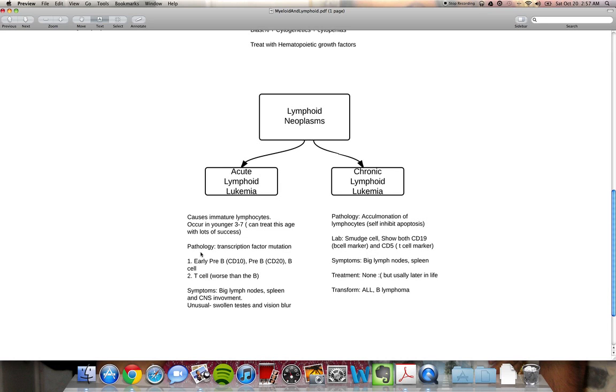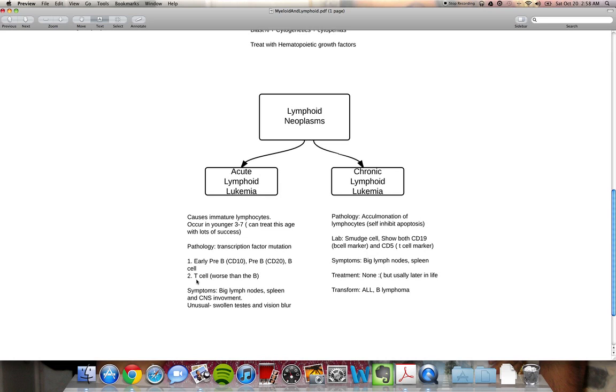Now there's a couple different ones, because remember, lymphoid, you're going to make B and T cells. So it can affect it early in the early pre-B cell stage, and that's going to happen in the bone marrow. And if we want to do flow cytometry, we can use CD10. It can affect in the pre-B stage, and we can use CD20, and it can affect the B cell. And again, this is all proliferating. 2, it can affect the T cells. Now, the T cells are actually worse than the B cells, comparatively.